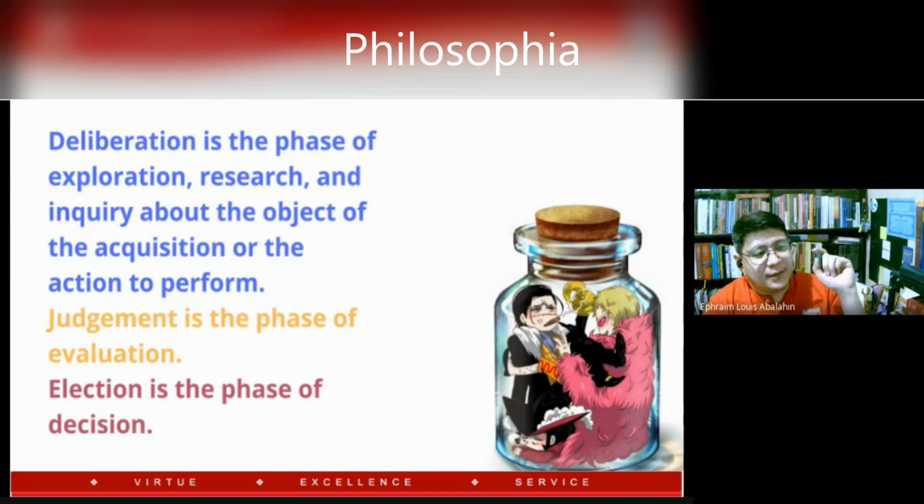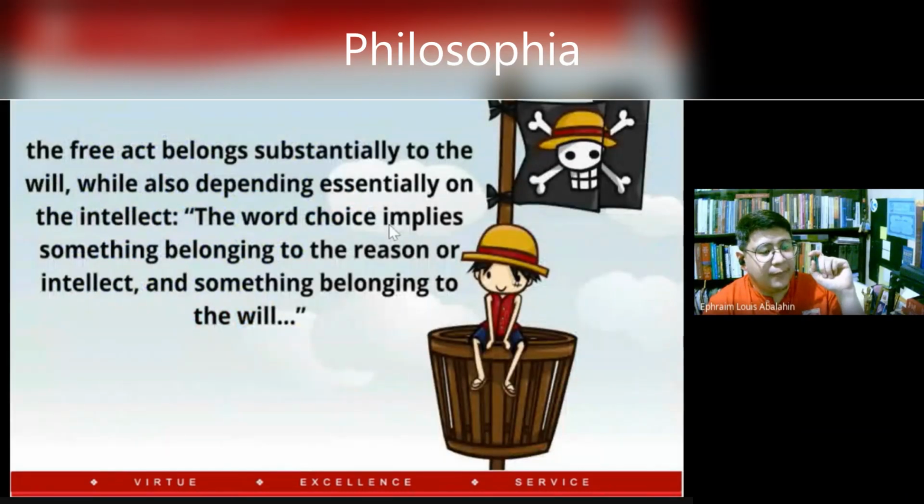Now, the free act consummates itself in election. The climax, the consummation, the finish line for the free act will be the election. But that phase of the free act is a complex act, because our election, our decision making, is a result of a dialogue. It is a conversation between our intellect and our will.